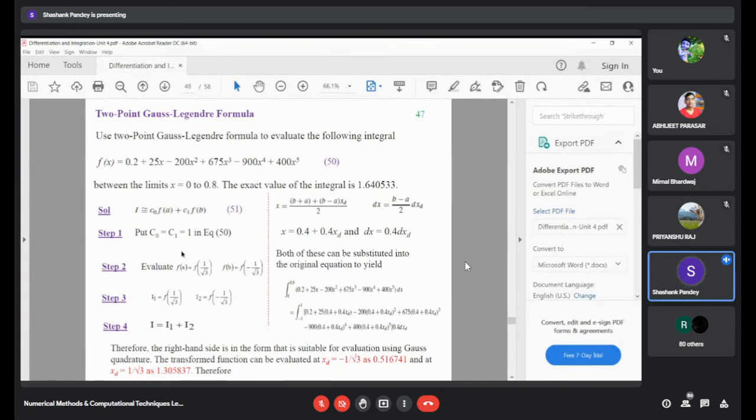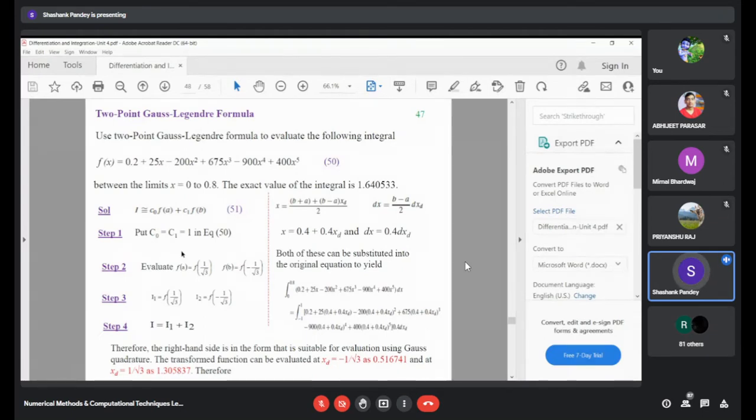So now the new limits are no longer 0 to 0.8. They have been changed to minus 1 to 1, and the corresponding values of x have also been changed. And this dx element has been replaced by 0.4 dxd. So once you have this, it is in the form of the 2-point Gauss-Legendre formula.